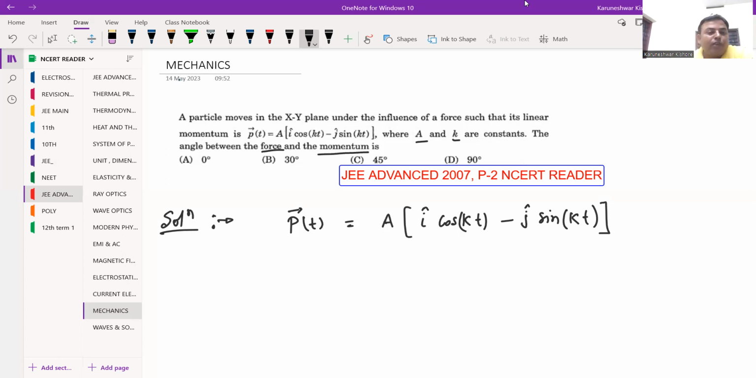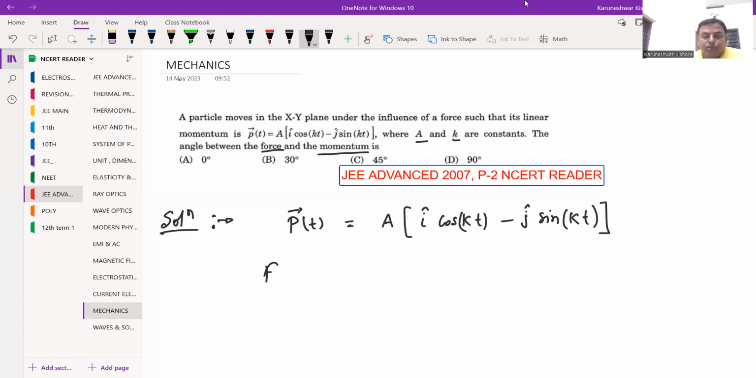We know how to find the angle between two vectors. If two vectors are given to you, to find the angle between them we can use the dot product. But here, how can we use the dot product, because we don't have the force? But we do know one relation between the force and the momentum.